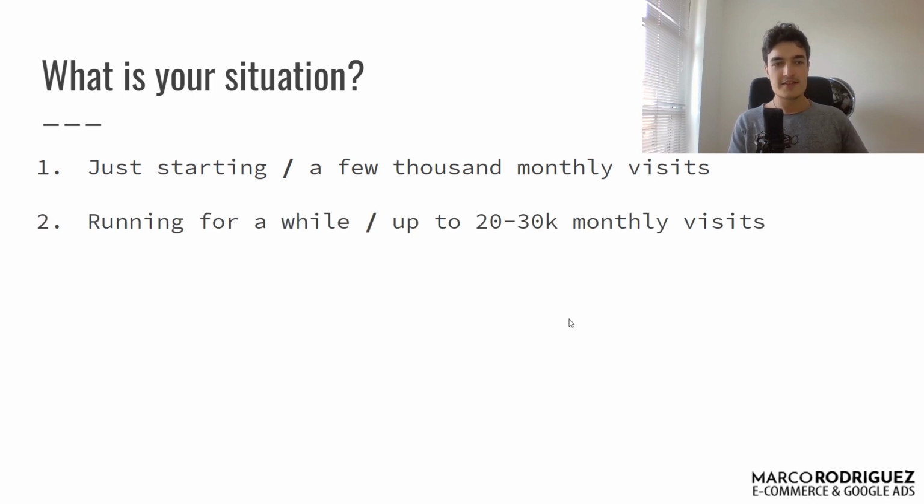The second is that you are running for a while now. You get, let's say, up to 20 to 30,000 monthly visits. You're making daily sales, maybe up to 10, 20 sales or something like that a day. So you have a business that is actually generating money, most likely also some profits, but it's not on a crazy volume level or anything like that yet.